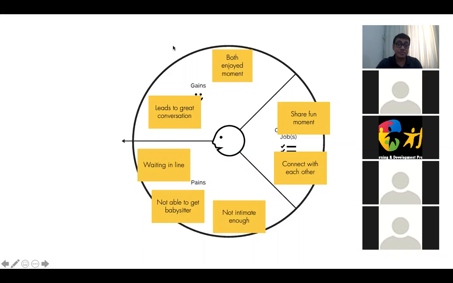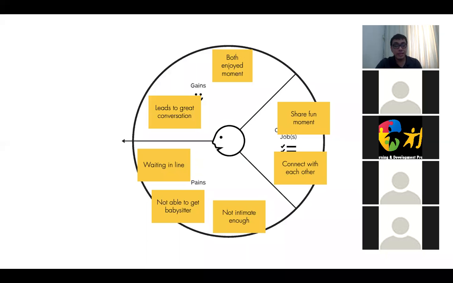And if you look at people looking to go out on a date, what are the gains that they are looking for? The example of gains that they're looking for: they want to have a moment that they both enjoy. It's not something that one party, the guy or the girl, likes, but something that's enjoyed together. So that's one of the gains that they want to get when they go on a date, right?